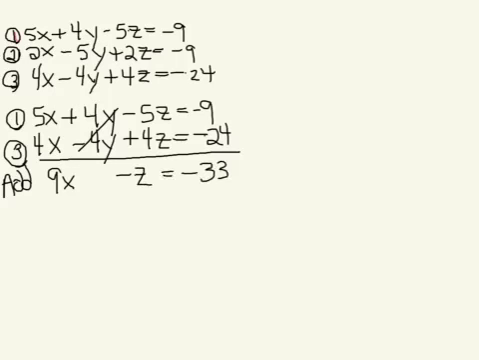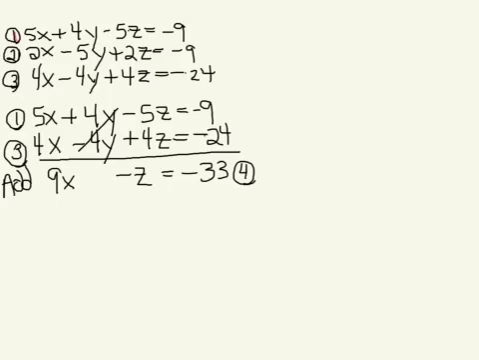So now when I add vertically, I get 9x, my y's are gone, I get -z, and I get -33. I'm going to call that equation number 4. That's going to help me later when I want to solve for x and z. But I can't solve yet because I only have one equation in two variables, the variables being x and z. And I need to have two equations in two variables in order to be able to solve it.